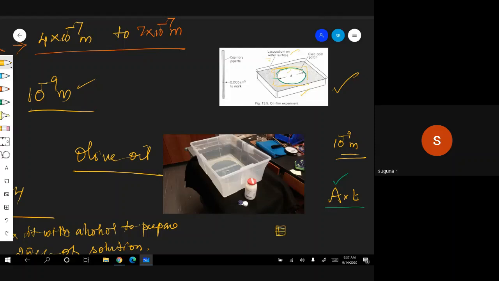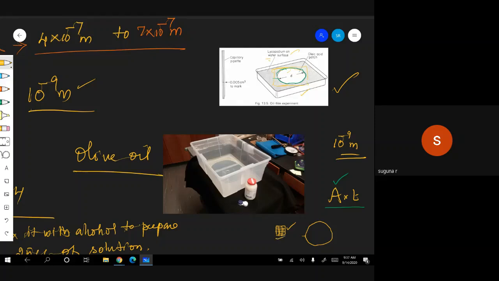Graph sheet mein hai na? Every small square is there. So you keep it such that in that oil sheet there will be a patch. That is nothing but the oleic acid patch. And the area of the spread, you have to find out just by using the graph sheet. Okay, hope you are following.